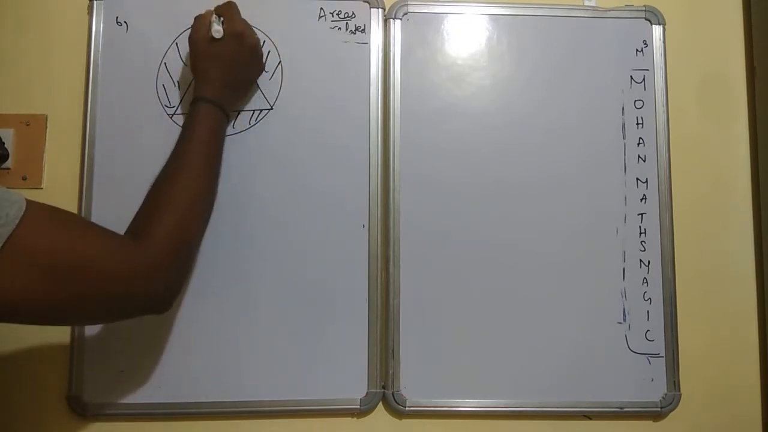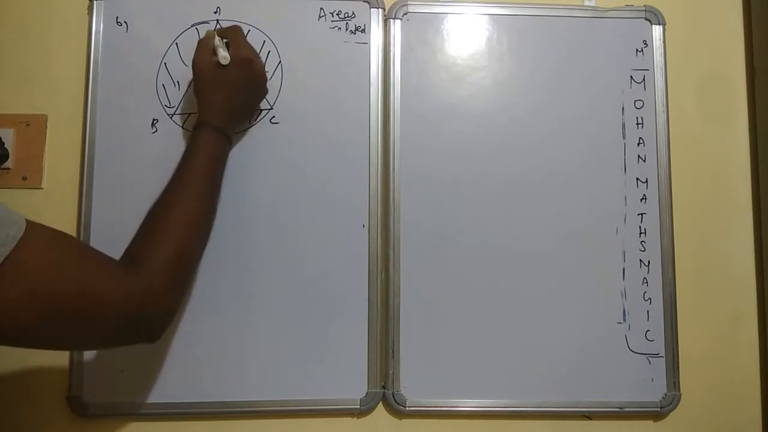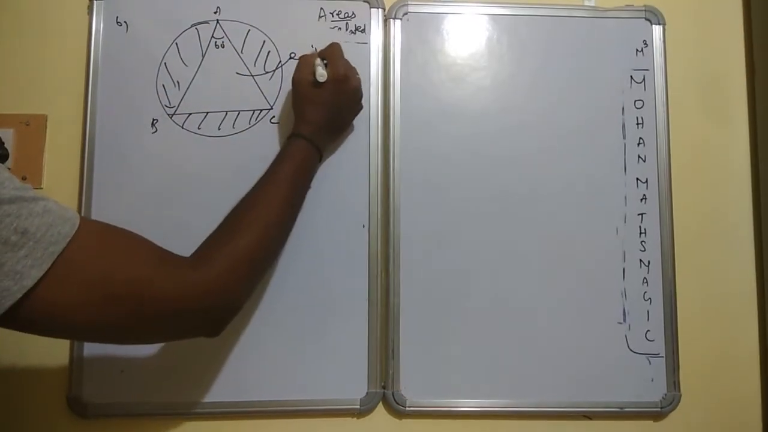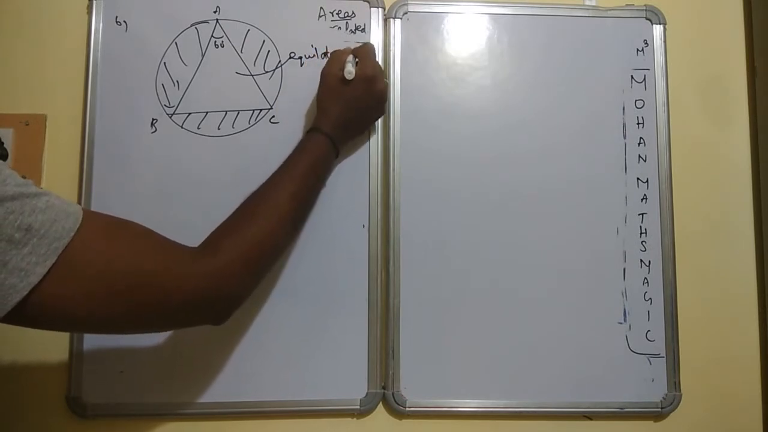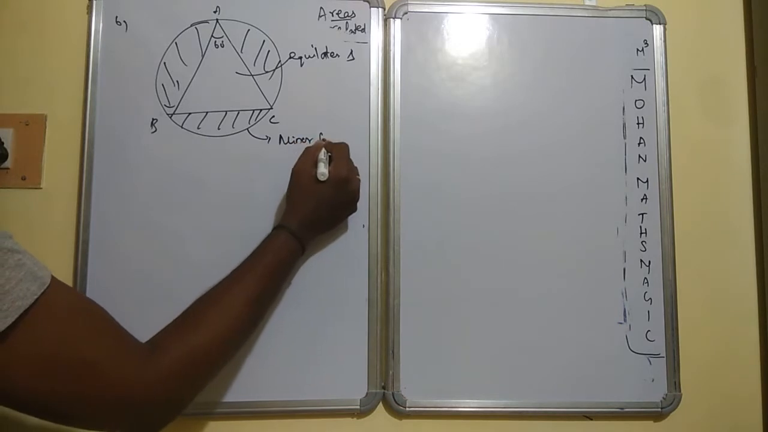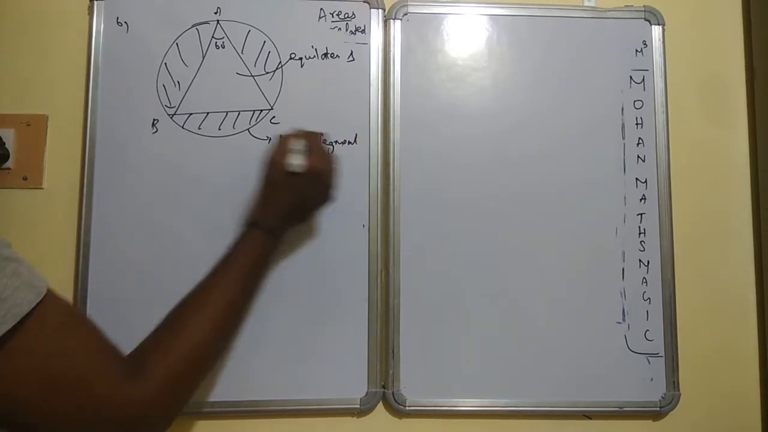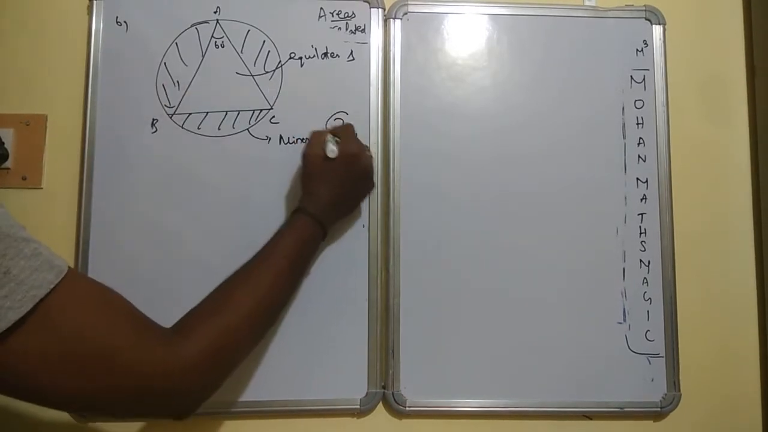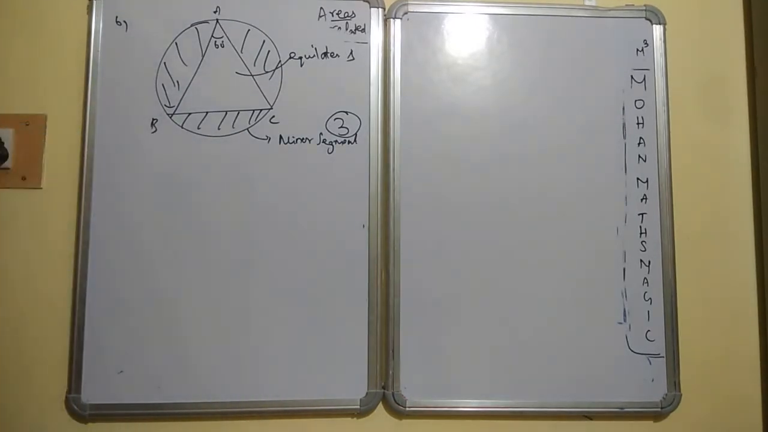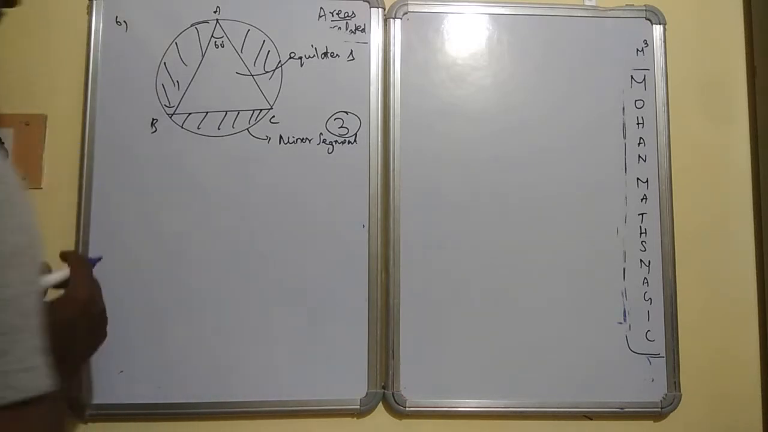So this is equilateral triangle ABC. This is a 60 degree equilateral triangle. And this is said to be, you guys know, a minor segment. How many minor segments are there? There are 3 minor segments.